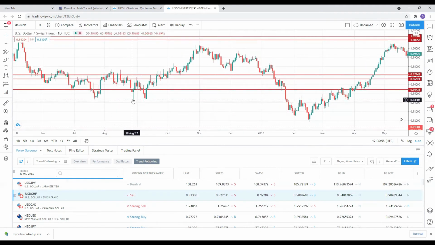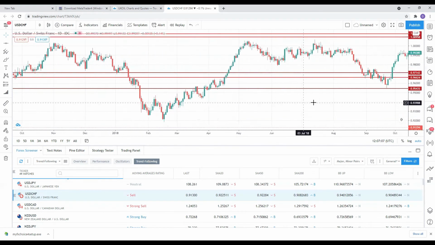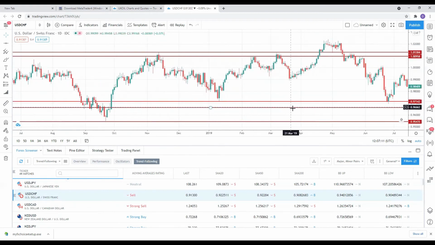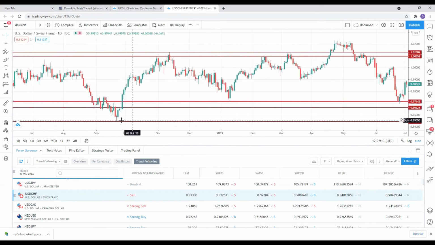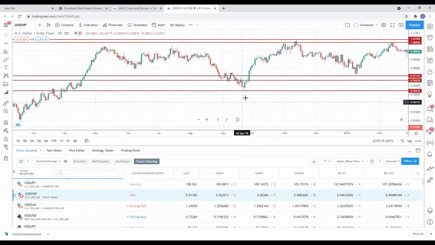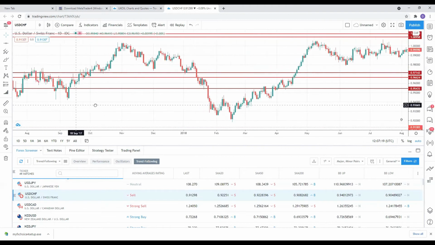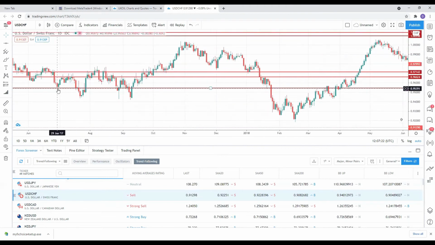The asset broke through this area, which is serving as support. And here's a touch right here. So one, two. So one, two, three. This confirms that this area here could actually serve as support.